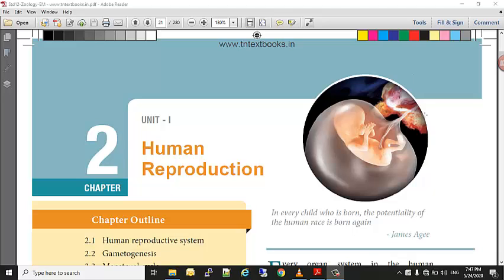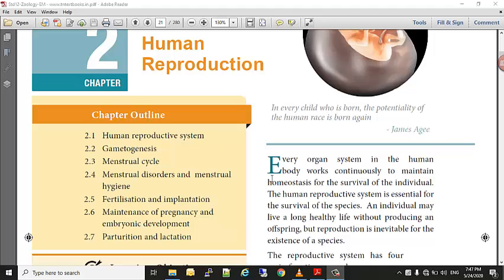You can see this wonderful picture, so cute isn't it? Yes, it's a fetus, you can see that. Here beautiful words are given by James A.G. In every child who is born, the potentiality of the human race is born again. So nice, isn't it?